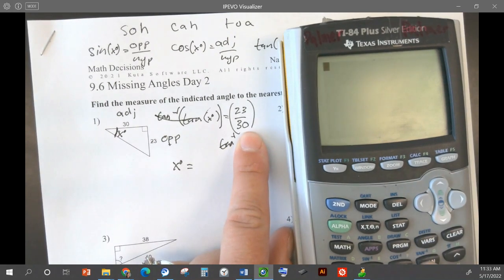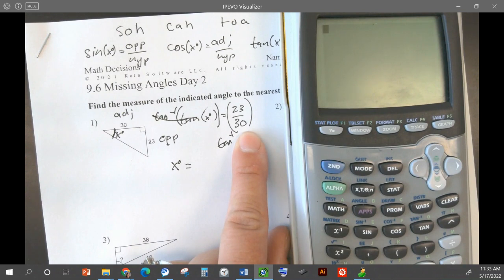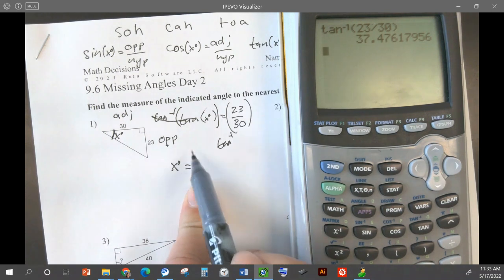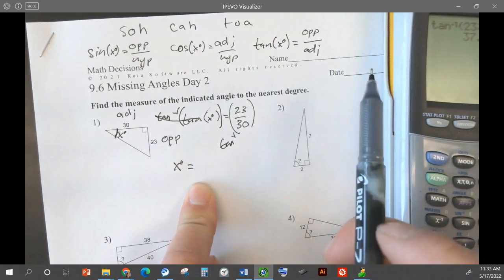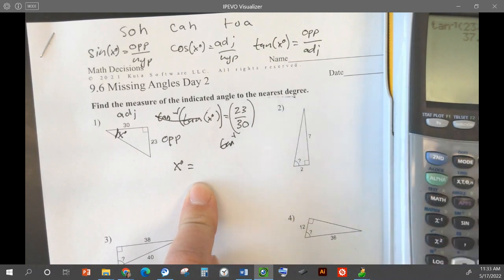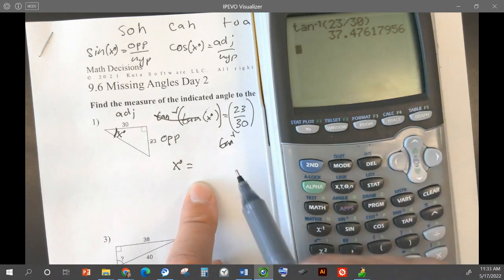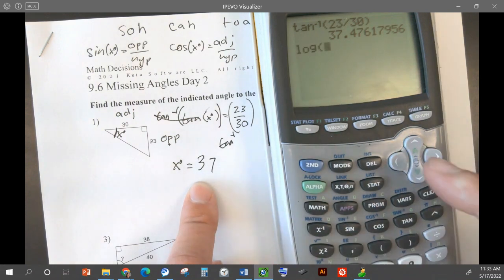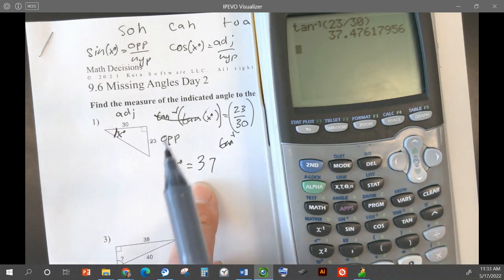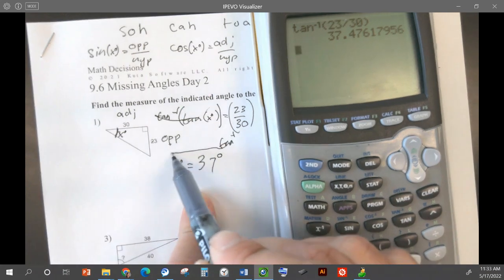So this calculator also has tangent inverse. I have to push the second button, just like on the other calculator. So I do second tangent, then 23 divided by 30, end parenthesis, and that gives me a number. And just like it says here, we're going to round to the nearest degree. So we look at the decimal. 4 is less than 5, so we're going to round down to 37. Oops, I clicked on log. So the angle is 37.